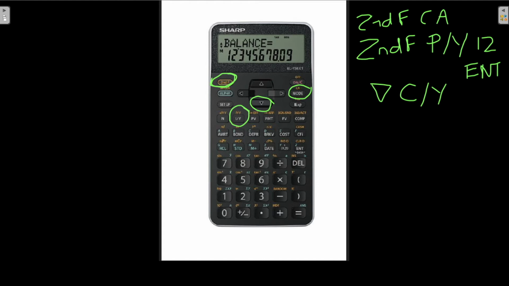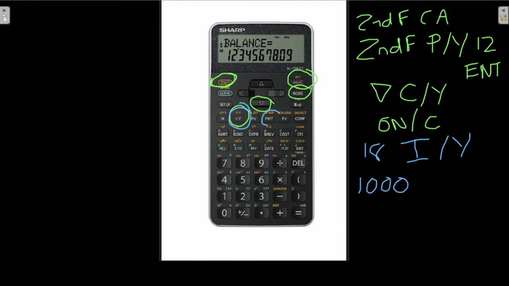Okay, and then you press the on-off button just to clear the screen. So that's the on or clear button. And then you continue as we did for previous compounding interest calculations. You put in your 18 and then your interest rate per year. So our interest rate per year is 18% per annum. Then you have 1,000, and now you press the payment button. We haven't done this before because we are now working with annuities.